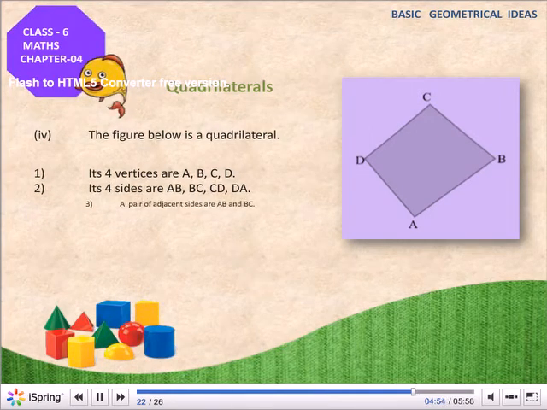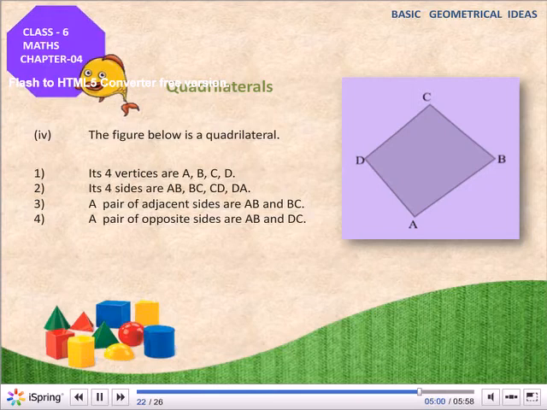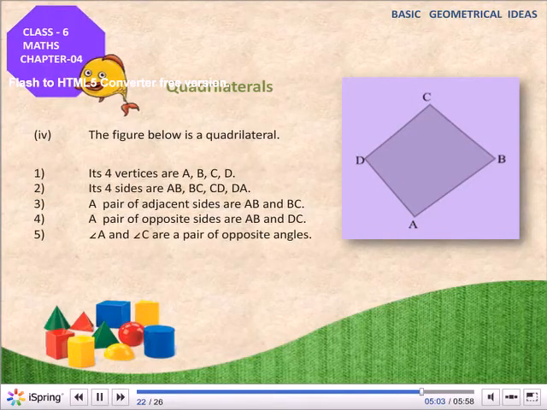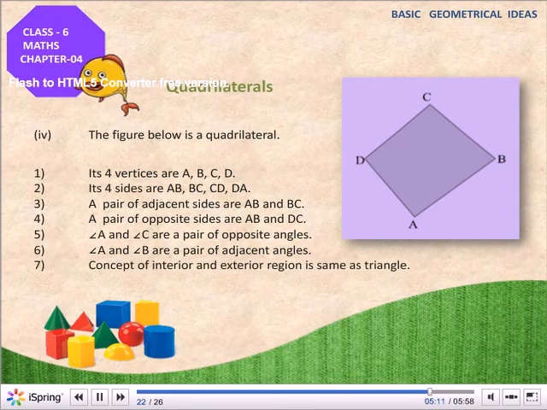A pair of adjacent sides are AB and BC. A pair of opposite sides are AB and DC. Angle A and angle C are a pair of opposite angles. Angle A and angle B are a pair of adjacent angles. Concept of interior and exterior region is same as triangle.